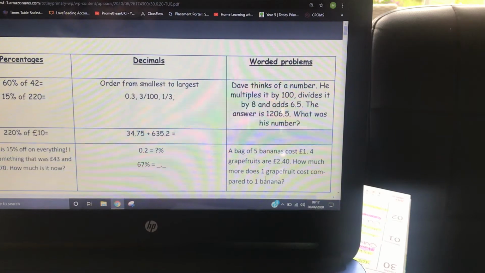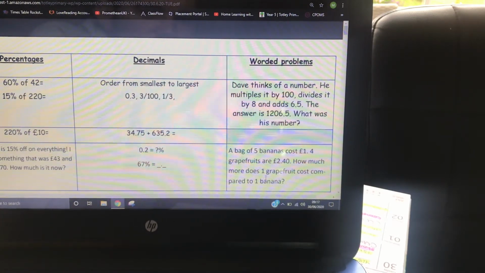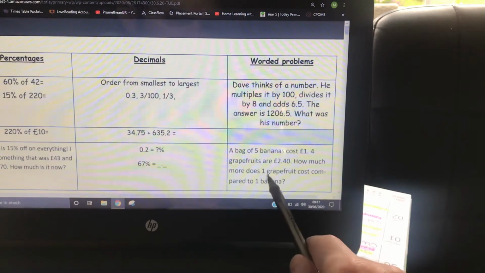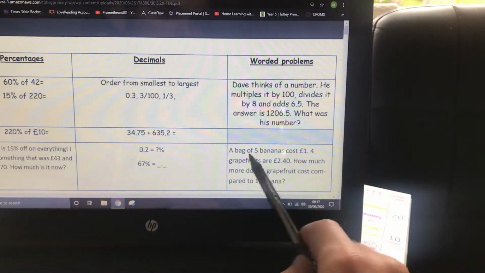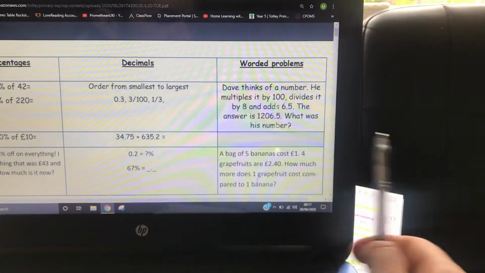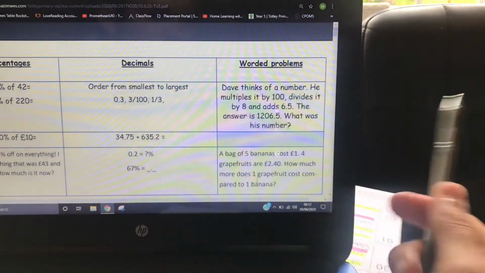A bag of 5 bananas costs £1. 4 grapefruits are £2.40. How much more does 1 grapefruit cost compared to 1 banana? So remember, this is like yesterday. You need to find how much one costs. The question is about 1 grapefruit and 1 banana, so you need to find out how much one of each costs. It's quite simply a bit of division. Things are grouped, aren't they?